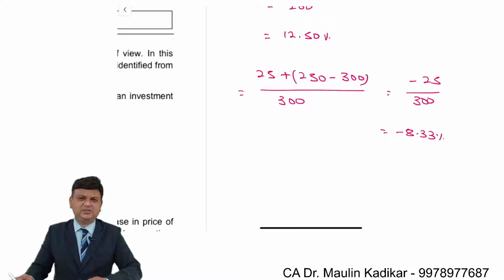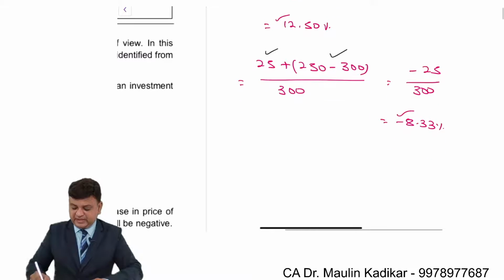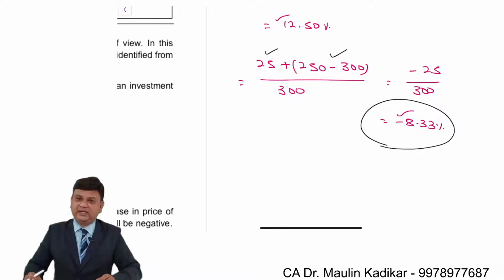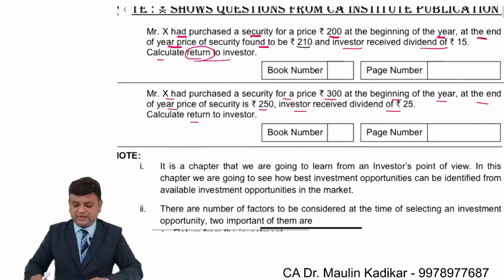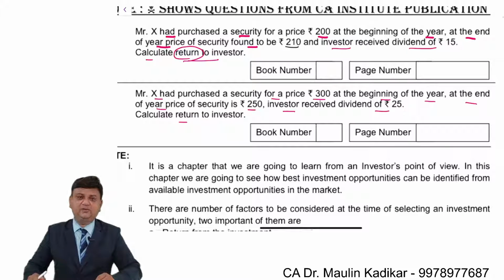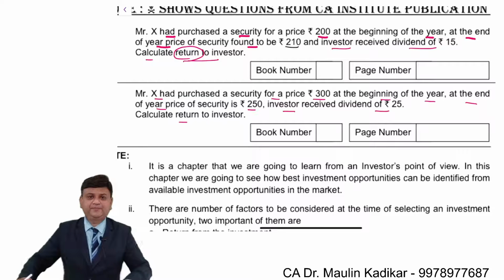So we understand logically the return can be positive and the return can be negative also. If at all the reduction in the price of the security is more than the dividend income to the investor, then in that case the return would be negative. This is a way the return for the investment is supposed to be calculated, taking into account the dividend income to the investor and also the price change.